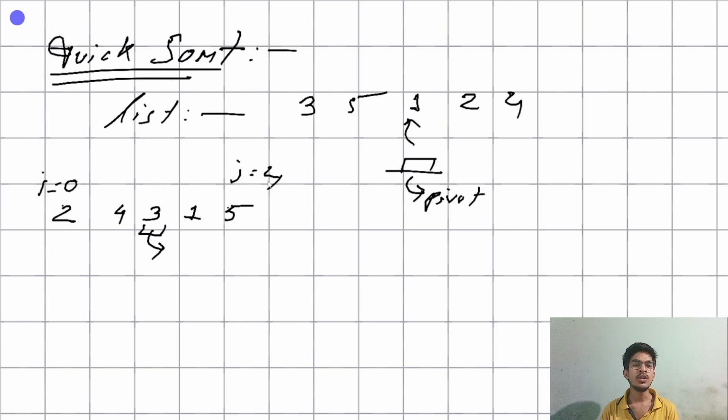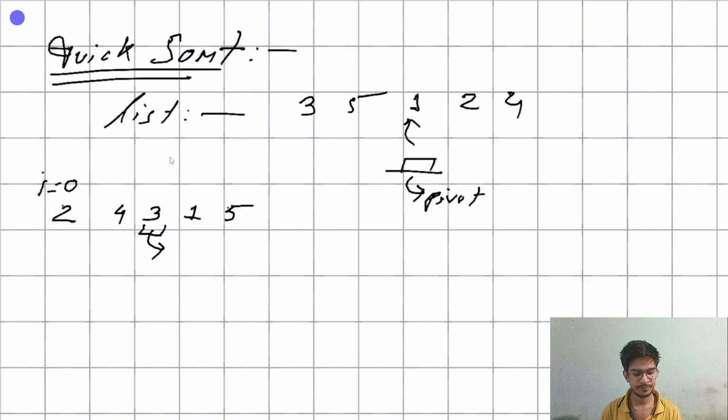J equal to 4. So it will check if 5 is greater than 3. Okay, it is greater. That means it is the correct position for it. It is the correct side for it. So it will stay as it is. So j will be decremented.